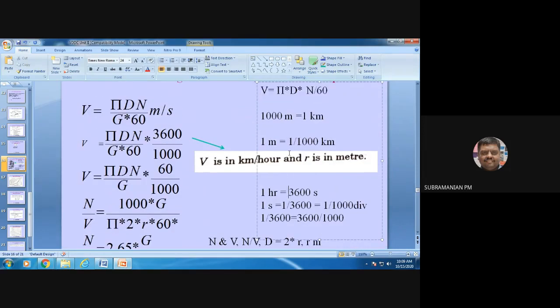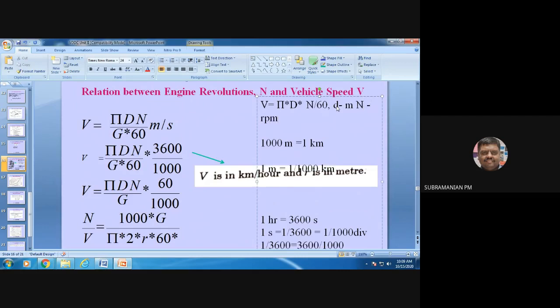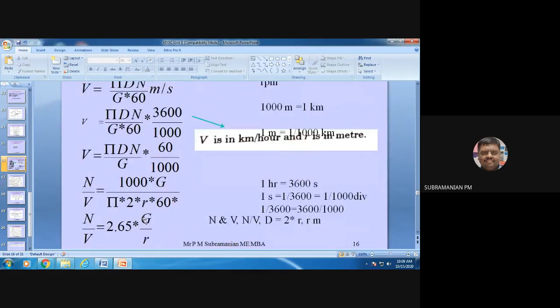Okay. Then only I will be getting, see here in engineering mechanics, you will be using pi D N by 60. In this formula, D is in meter and capital N is in RPM. So capital D unit will be meter and N is in RPM. Okay, so what happens now? It is 2R. So divide all this 1000 by 2, 500, 500 by 60. You'll be getting 5/60 into pi. Pi, you put a value 3.14. So you'll be having an expression N is equal to 2.65 G by R.